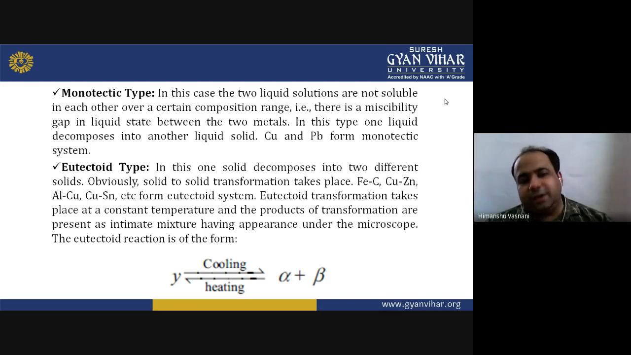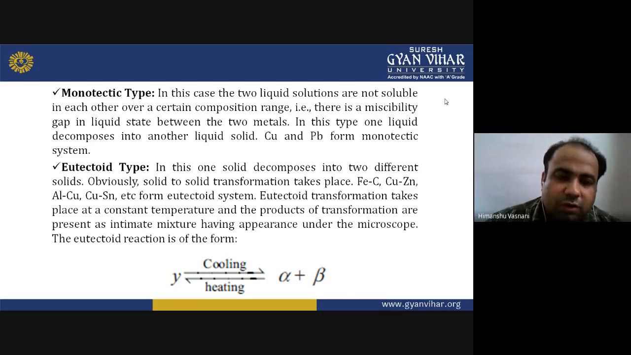Then you can take the eutectoid type. In this, what happens is that one solid decomposes into two different solids. Obviously, solid to solid transformation takes place, like iron, carbon, copper, zinc, etc. They form eutectoid systems. Eutectoid transformation takes place at constant temperature, and the products of transformation are present as an intimate mixture having a characteristic appearance under the microscope.